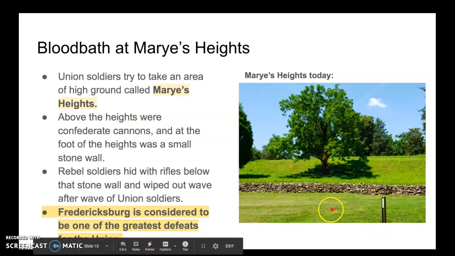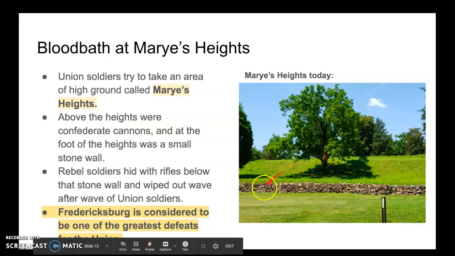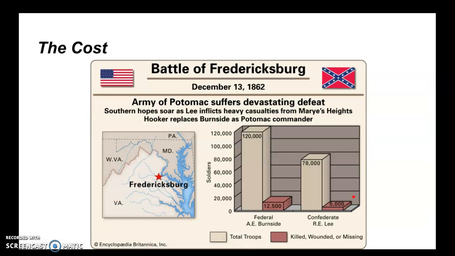So there's a field right here where thousands and thousands of bodies were left after the stage in the conflict. So there it is, again at the bottom. It's one of the greatest defeats for the Union. I've been to a lot of these battlefields. I'd say this is my favorite one.